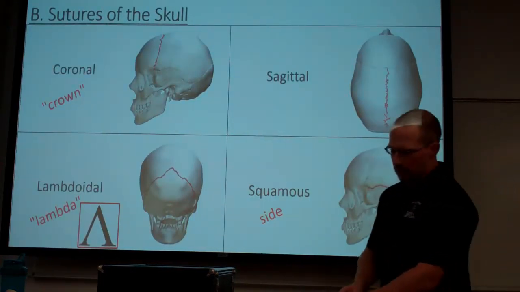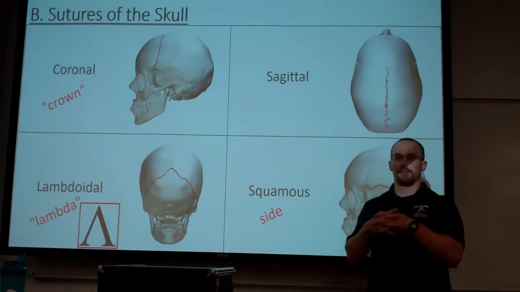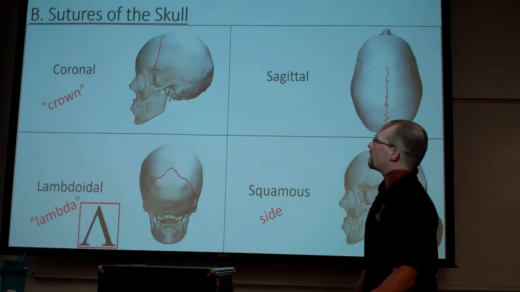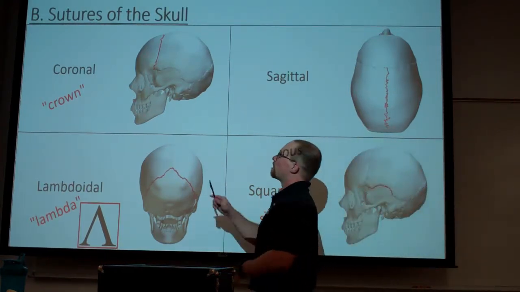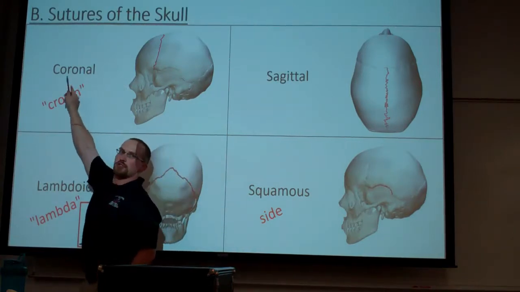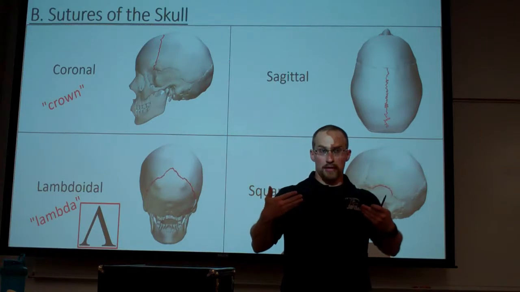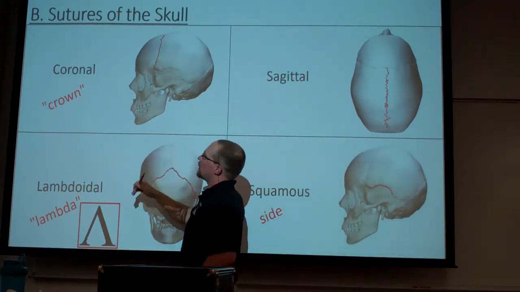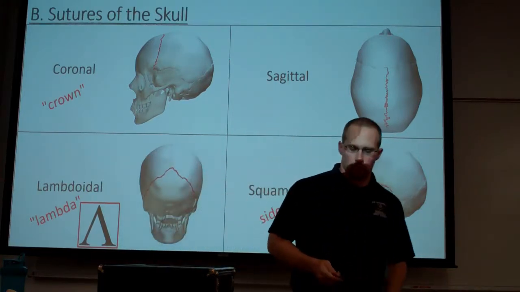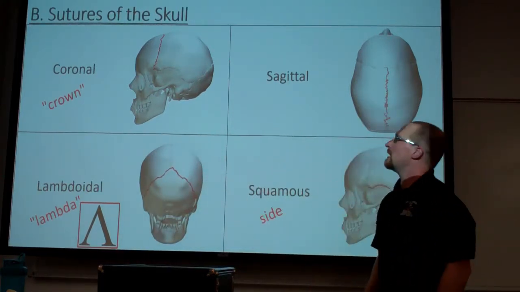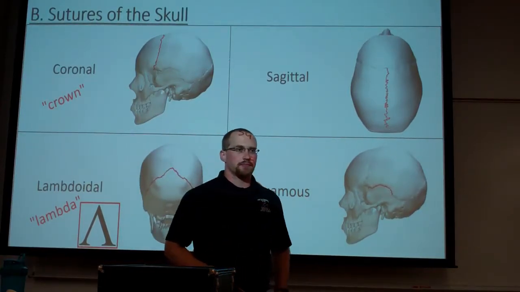Now we talked about sutures. Remember, sutures are joints that come together and are immovable. We've got a number of sutures on the skull, but we're only going to focus on 4 of them. First one is the coronal suture. Remember the frontal or coronal plane cuts our body in half. Coronal means crown. Coronal, crown. And that's between the frontal and the parietal bones.